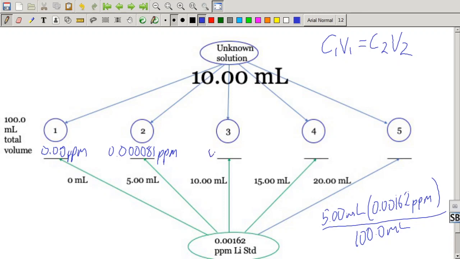It's going to be 1/10, so it's going to be 0.000162. Next one, 0.000243. And the last one, 0.000324.